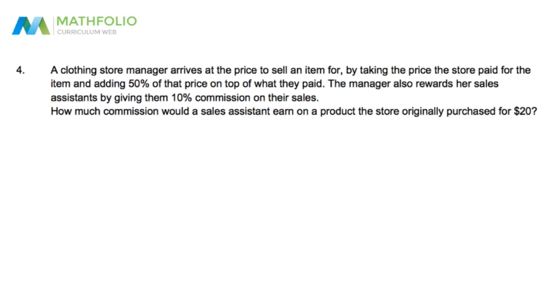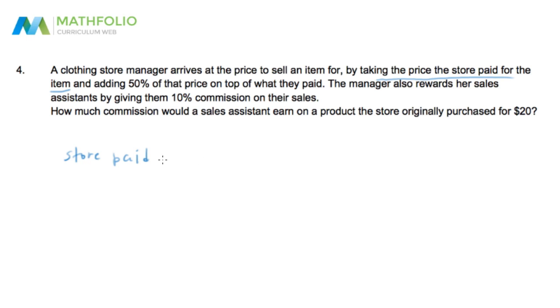Question number 4. Okay, so this problem has many layers in it. It's a long story. So let's see, a clothing store manager arrives at a price. That just means he decides on the price to sell. He arrives at the price to sell an item for by taking the price the store paid for the item. Let's just call this X. So the store paid. The store has to buy these items that they sell.